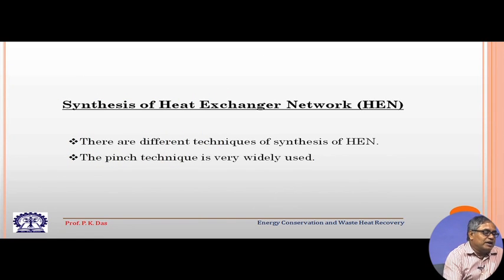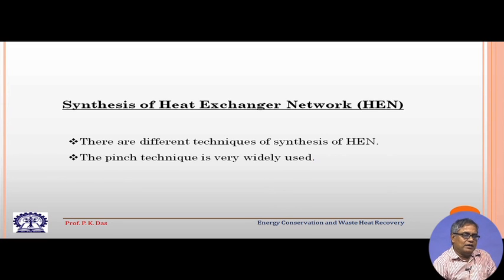Synthesis of heat exchanger network. Heat exchanger network, its short form is HEN. There are different techniques for synthesis of HEN, and out of that the pinch technique is very widely used. There are other techniques also; other programming techniques are available. Heat exchanger networks could be quite complex.